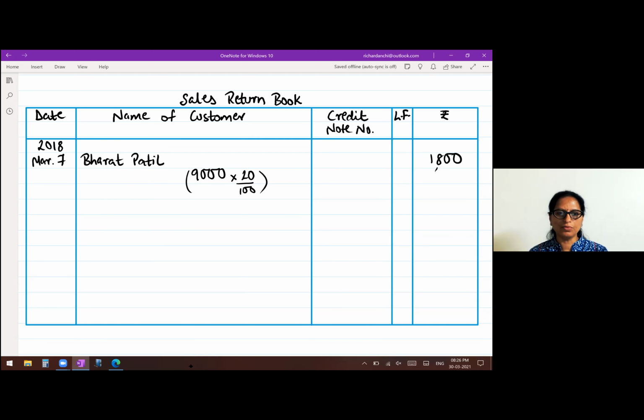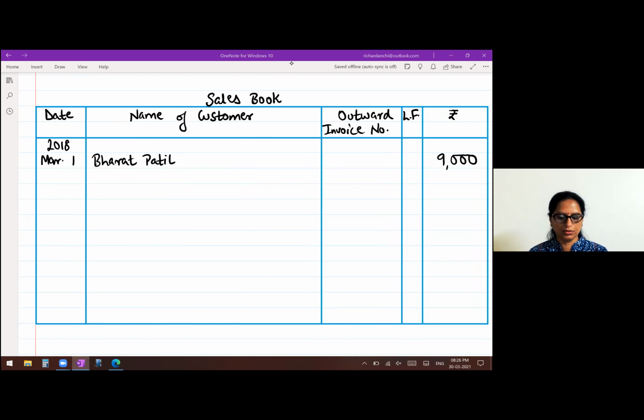So when you give, that means you are selling. So again, entry for sale in the sales book. Write the date as 7. Write Bharat Patil and write 1,800.